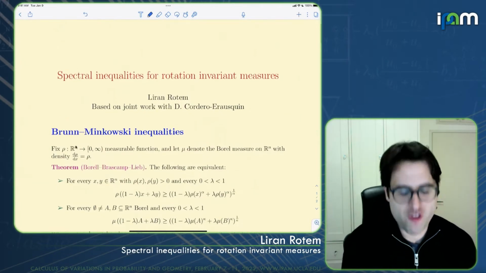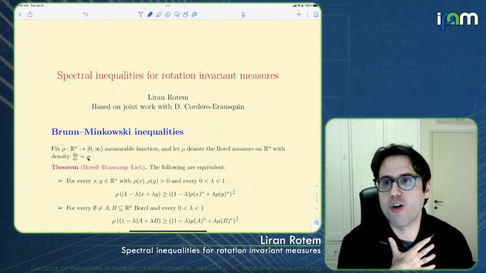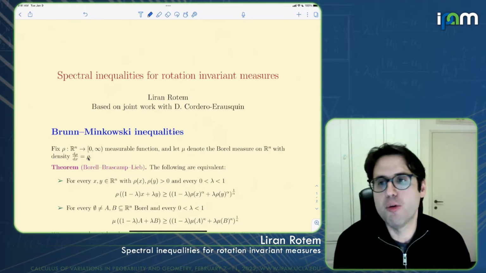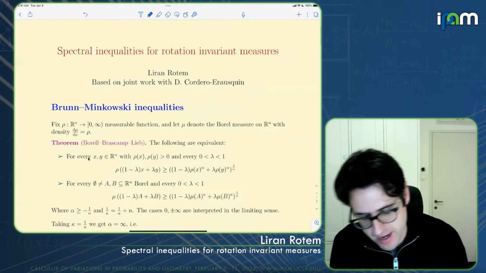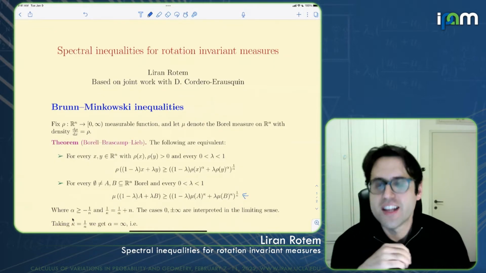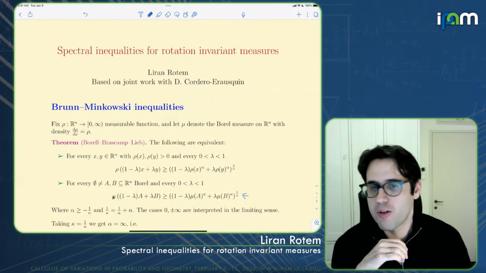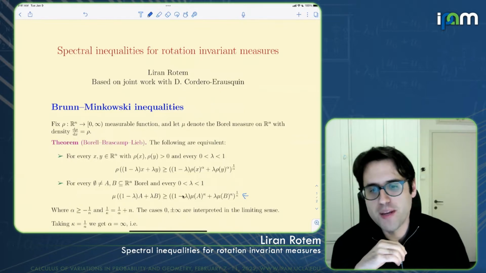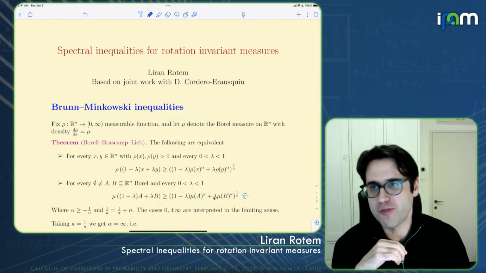So I fix some measure mu on Rn, and I call rho the density. And I want to know when this measure satisfies a Brunn-Minkowski type inequality. I mean an inequality that looks like this. The measure of a convex combination of two sets, and those are any Borel sets, should be at least the average of the measures of A and B.